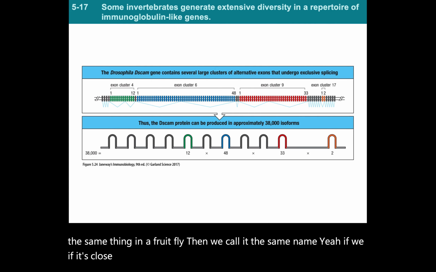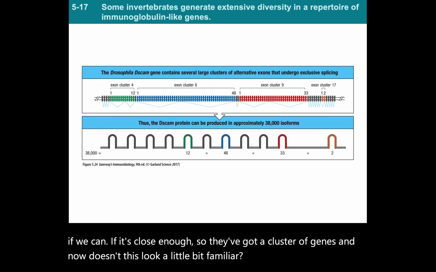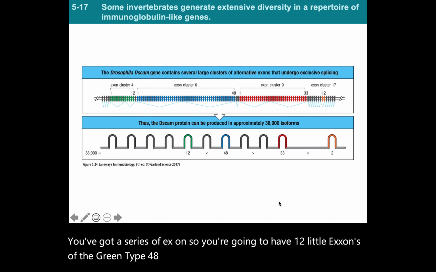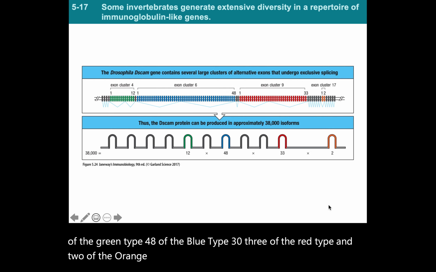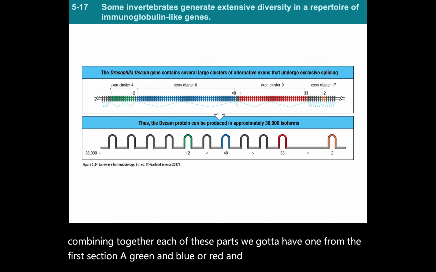So they've got a cluster of genes. And now, doesn't this look a little bit familiar? You've got a series of exons. You're going to have 12 little exons of the green type, 48 of the blue type, 33 of the red type, and 2 of the orange type. And we're going to make DSCAM genes by combining together each of these parts. We have to have one from the first section, a green, a blue, a red, and an orange, basically, from the 4 different sections.